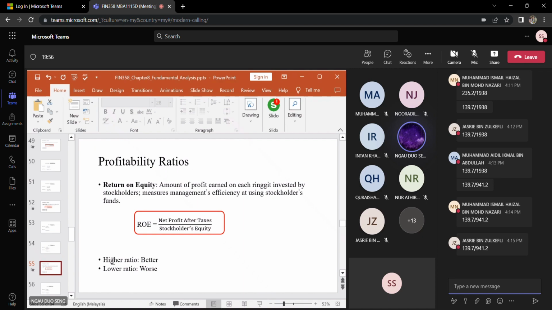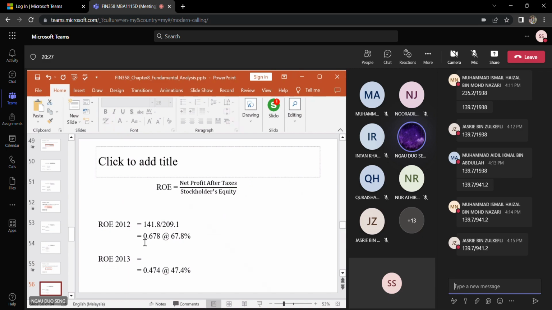Next, we calculate for return on equity. The amount of profit earned on each ringgit invested by stockholders. Measure management efficiency using stockholders fund. So just now we divide by total asset. Now kita divide by total equity. We want to know how efficient the company using investor money to generate net profit. So again, this ratio higher is better. Right, so you calculate for year 2013.